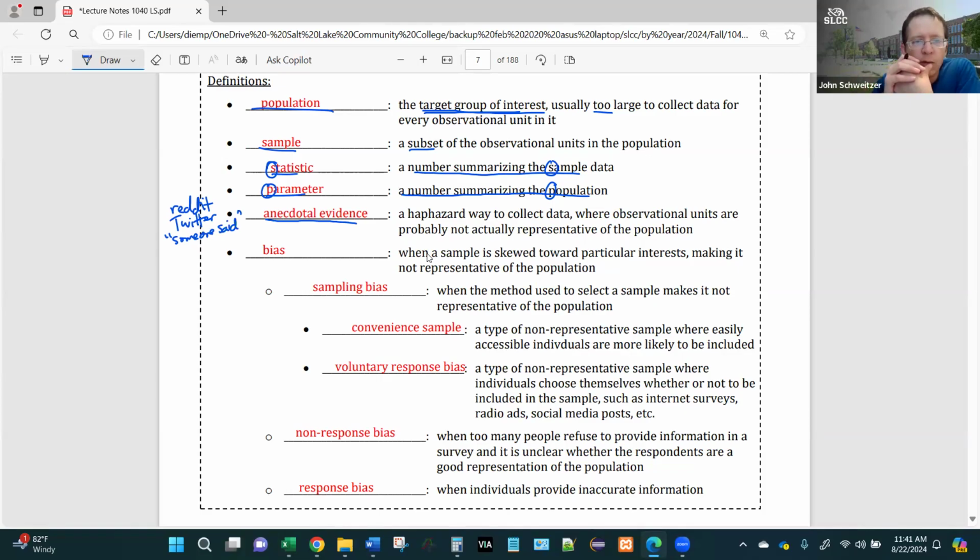So what makes a representative sample representative? Well, we want to avoid bias. Bias is not a good thing. Bias occurs when a sample is skewed towards some particular interest or subgroup within the population, and it makes it not representative of the population. So we want to avoid bias. And how do we do that? By studying the three kinds of bias. There are three different types of bias.